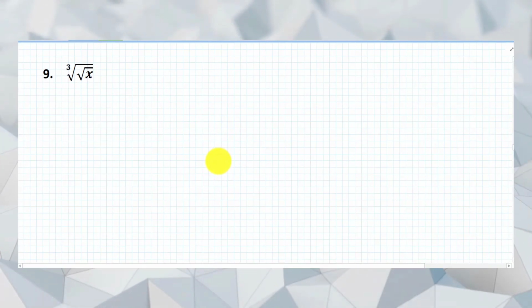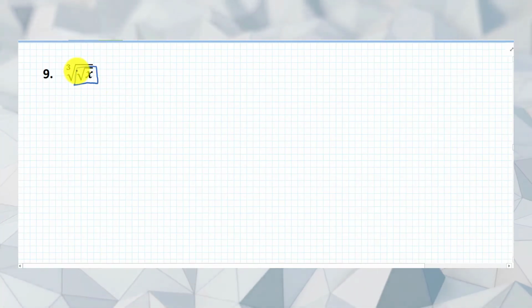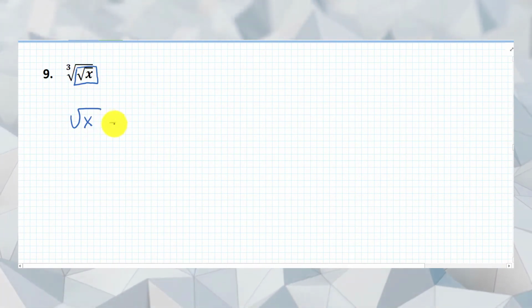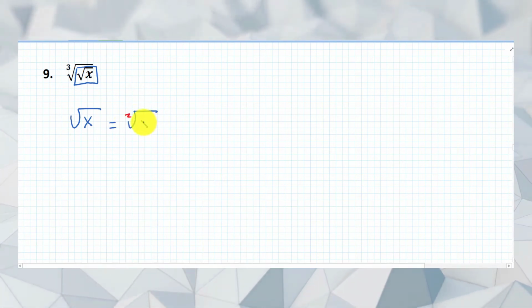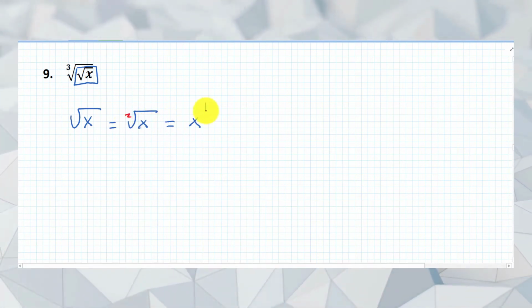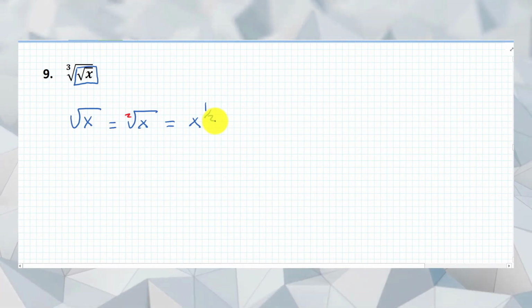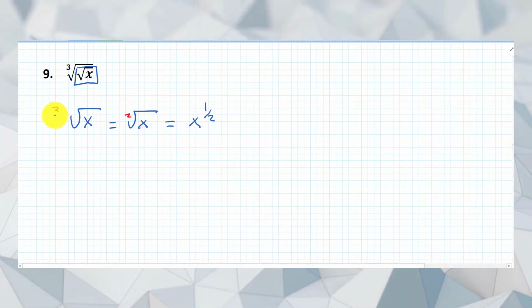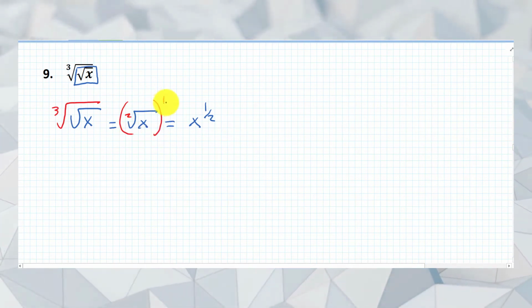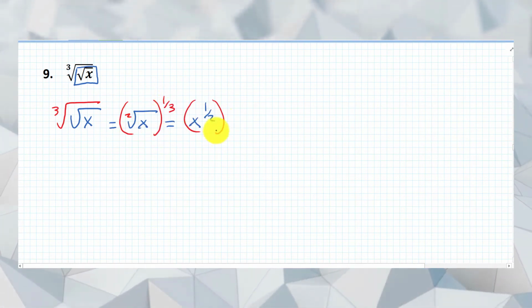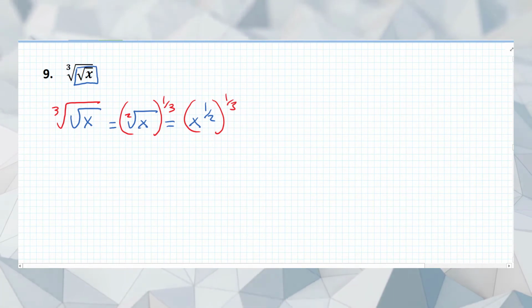Next one. Ooh, we have a couple of roots here. So the first one I'm going to rewrite as a rational exponent is the one inside. This is a square root of x. Again, I don't write the 2 right here, right? But that means x to the 1/2. All right, now, what do we do here? We take the cube root of this. Now, this cube root, you write it as power 1/3. So it's x to the 1/2 to the 1/3.